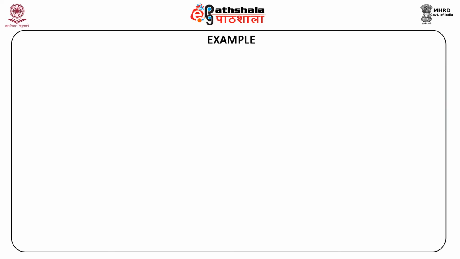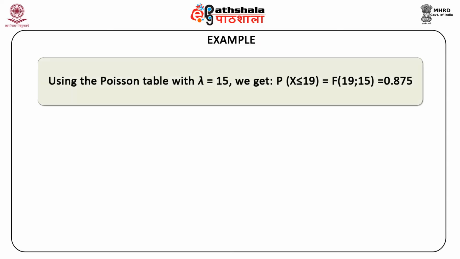For example, in a large manufacturing unit, on average, on a given day, 15 workers remain absent from their work on account of illnesses and other reasons. Assuming Poisson distribution, compute the probability that on a given day, 19 or fewer workers will be absent from work. Solution. Firstly, we use the Poisson distribution to calculate the exact probability. Using the Poisson table with lambda equal to 15, we get the probability that x is less than or equal to 19, which is F(19, 15), which is equal to 0.875.